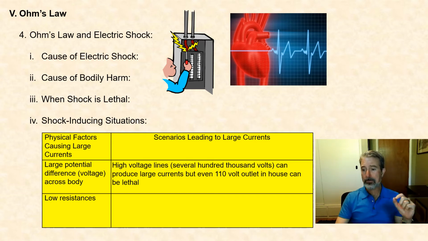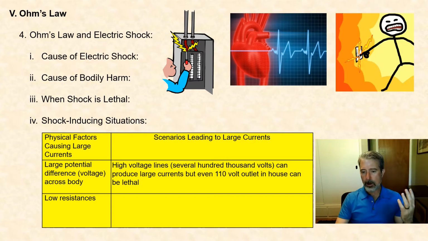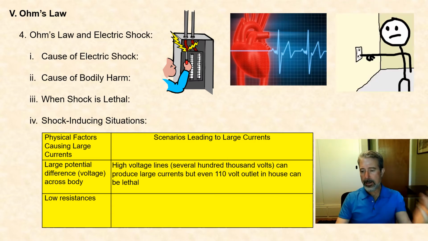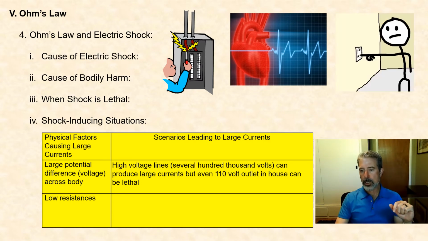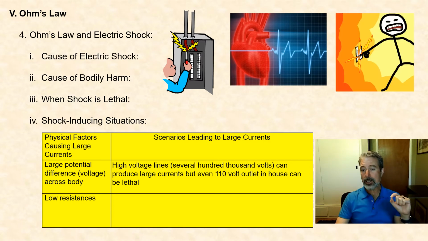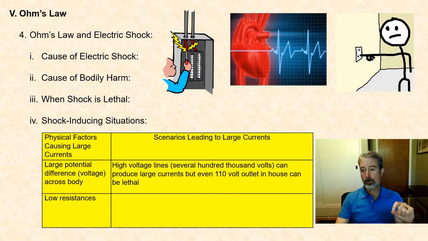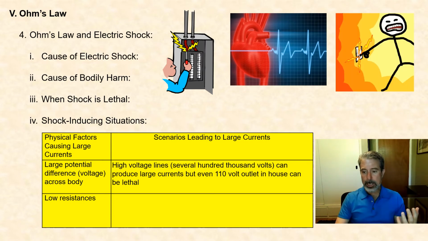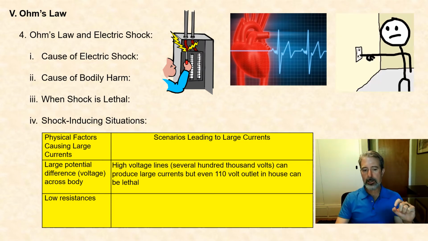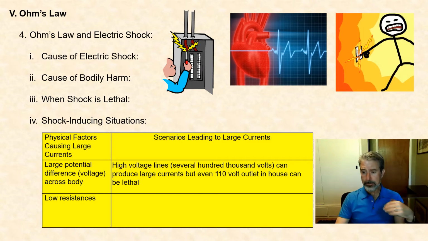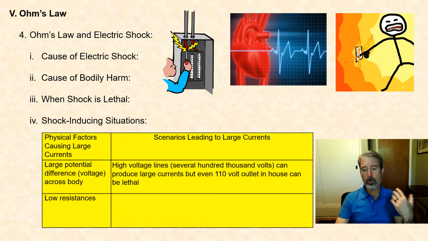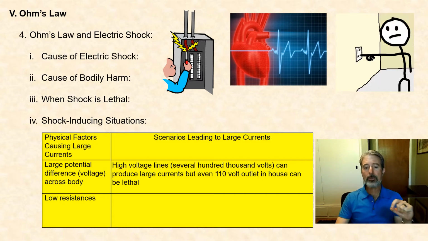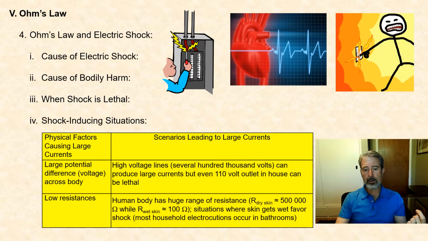But as you well know, many people in the United States die every year from simple household electrocutions from the 110 volt outlets that you'll find in U.S. households. So it doesn't have to be huge potential differences to prove lethal. And that's where the second condition comes into play, and that is, think about what Ohm's law says, this inverse relationship between current and resistance. So when the resistance of the body is very low, that leads to situations with high currents.